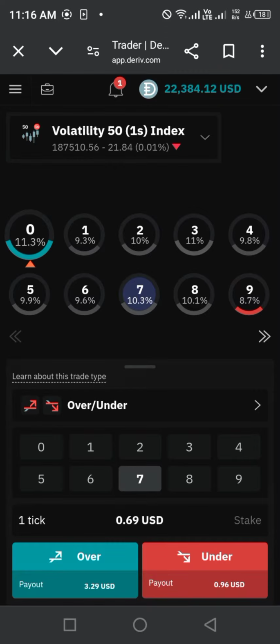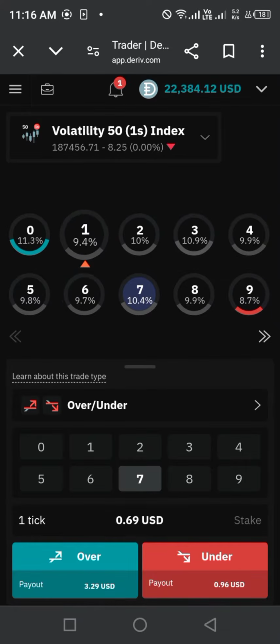So that is basically how you trade under 7. I'll repeat again before I end the video. Make sure that both the red bar and the green bar are below 7. Make sure that all the numbers above 7 are below 10%. Make sure that both the red bar and the green bar are 2 to 3 numbers away from 7.